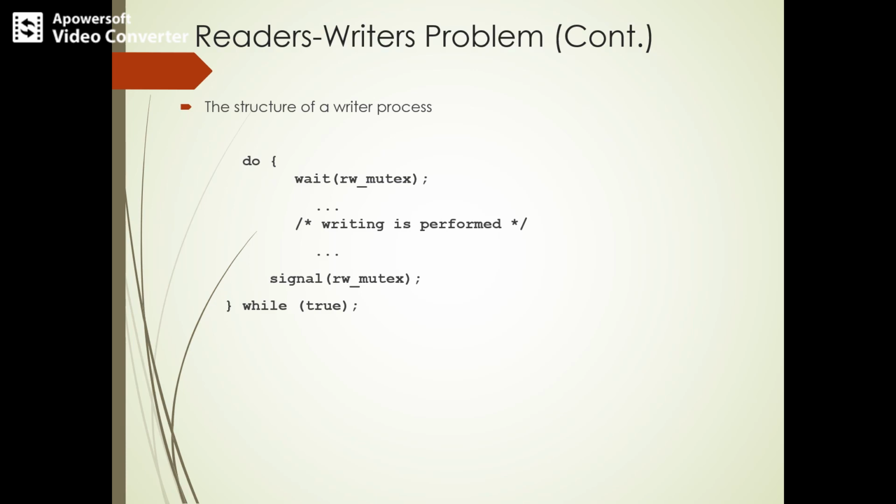So as of now, the writer process has written a particular data. We are using another variable called read count that will be used to keep track of how many processes read the object. But we have the semaphore read write mutex, which functions as a mutual exclusion semaphore for the writers.